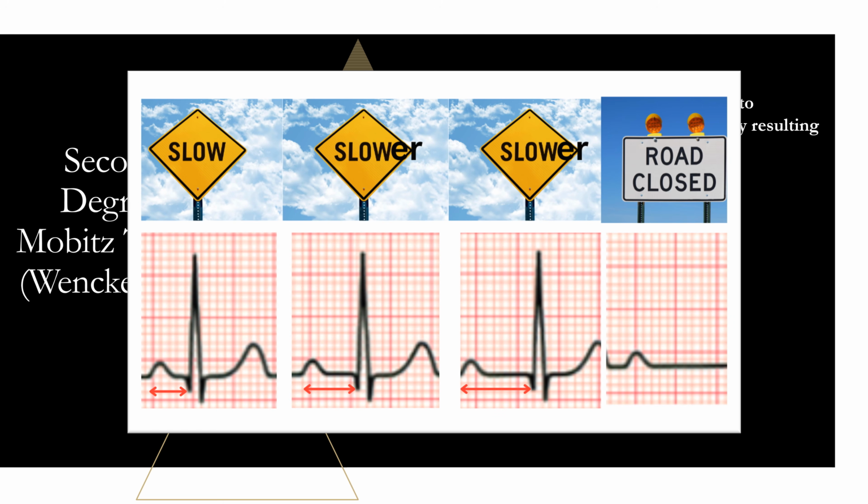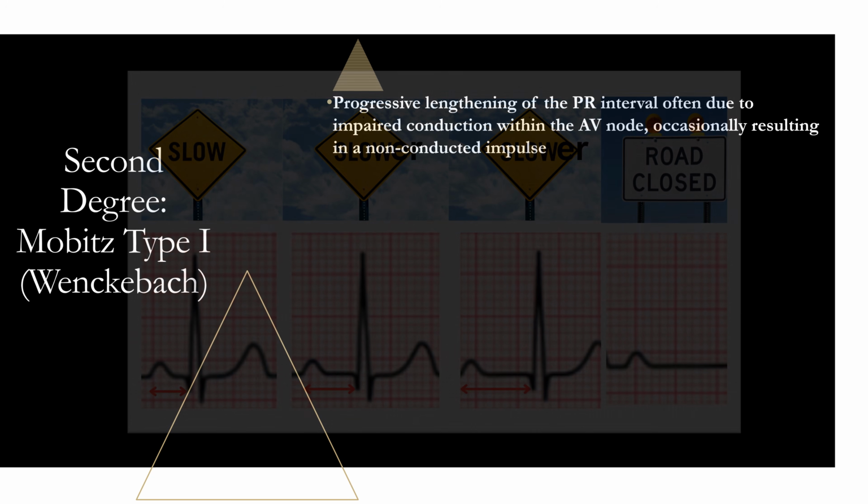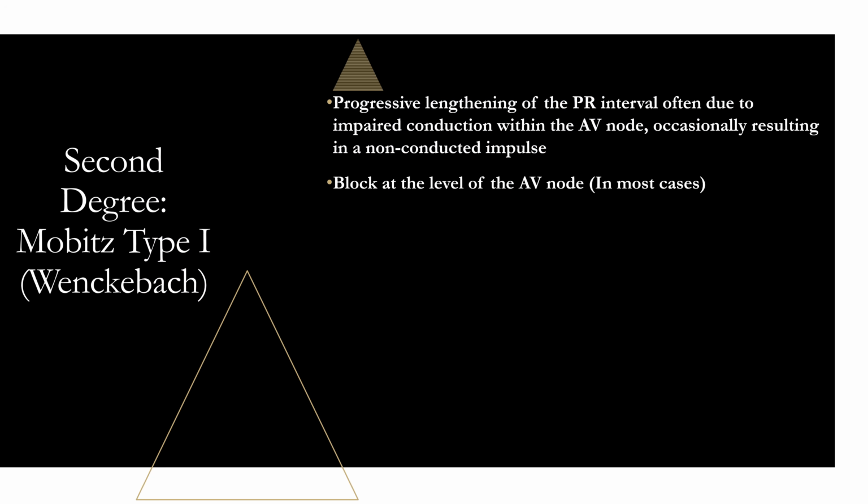So again, Mobitz type 1, aka Wenckebach, there's some traffic on the road, the traffic keeps getting worse and worse, PR interval getting longer and longer until all traffic comes to a stop and you have a non-conducted P wave, no QRS complex. It's important to know that a Mobitz 1 usually occurs within the AV node.